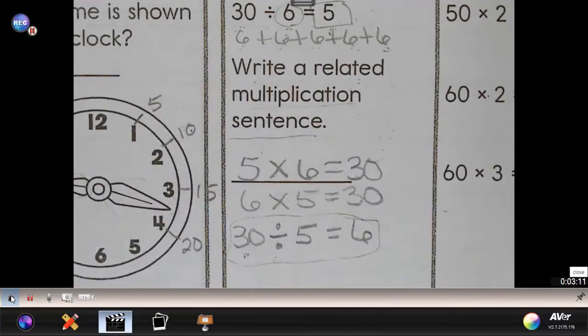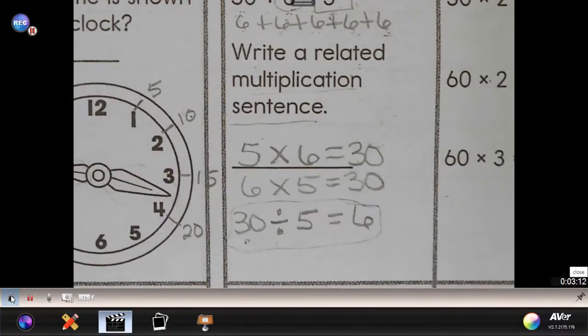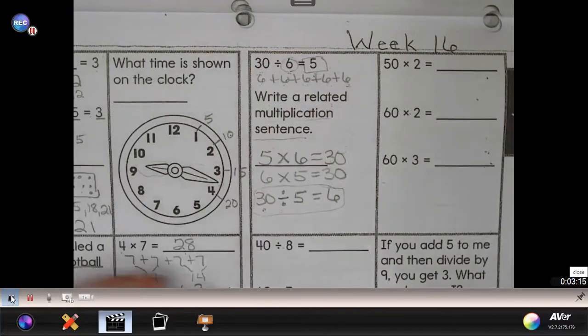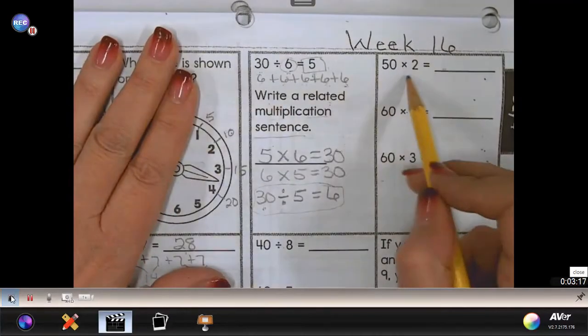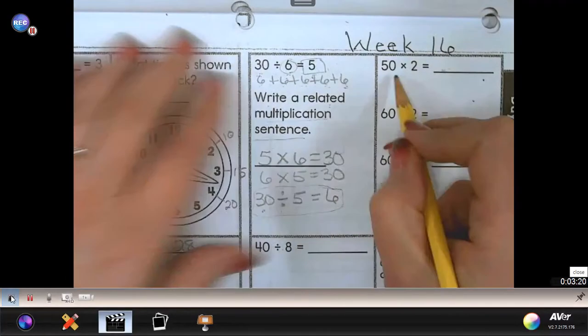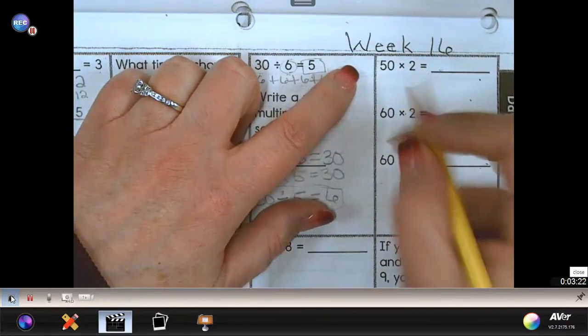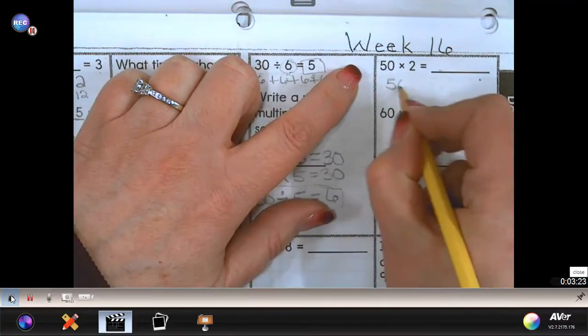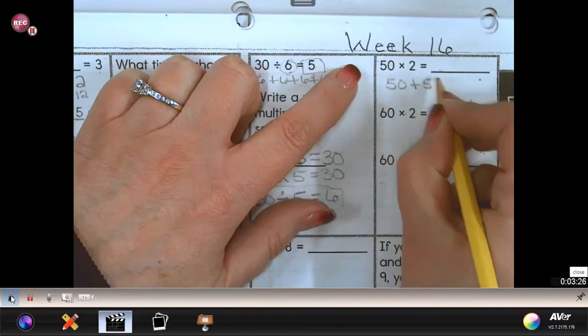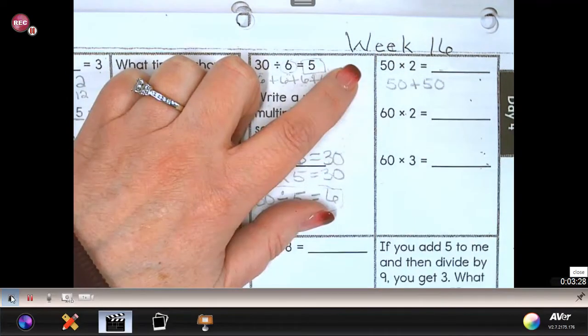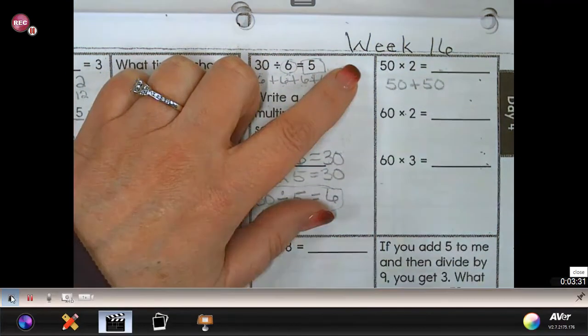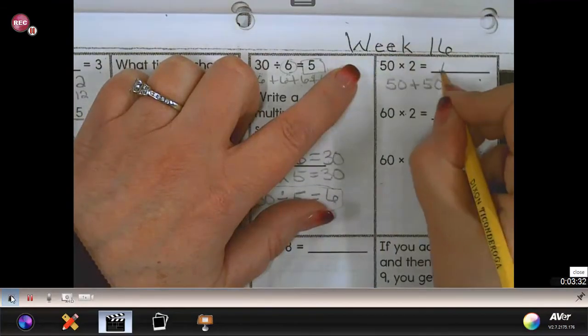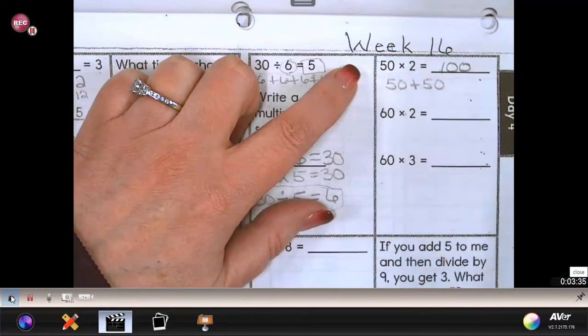Okay, so let's take a look at the next set of problems, and we're looking for the products. So we're multiplying, we're looking for our products. So I have 2 groups of 50. So 2 groups of 50 is 50 plus 50. And if you know what 50 plus 50 is, hopefully everybody has an idea what 50 plus 50 is. 50 plus 50 is 100.